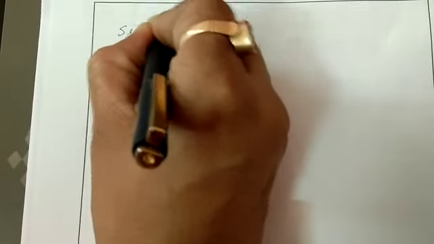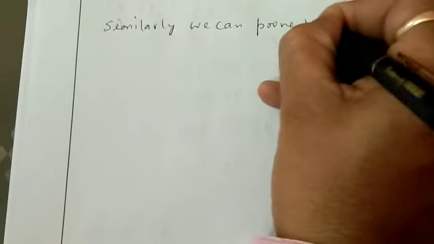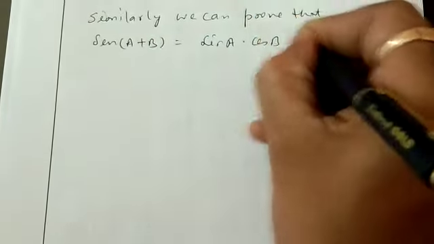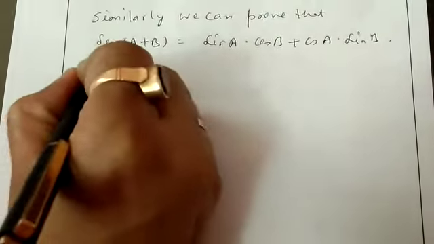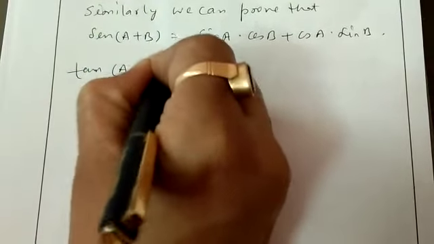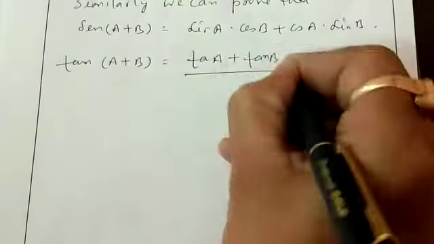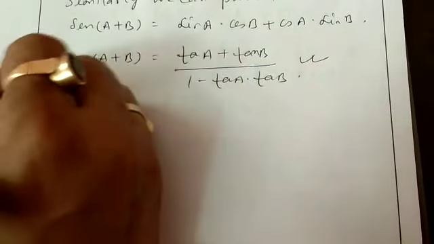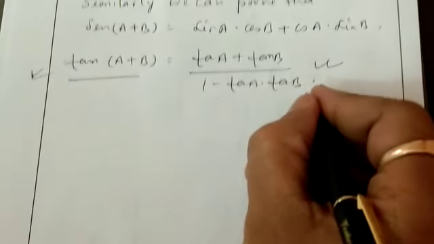Similarly, we can prove that sin of a plus b is equal to sin of a into cos of b plus cos of a into sin of b. And next, tan of a plus b is equal to tan of a plus tan of b whole divided by 1 minus tan of a into tan of b. So how is it possible that tan of a plus b equals tan of a plus tan of b upon 1 minus tan of a into tan of b?